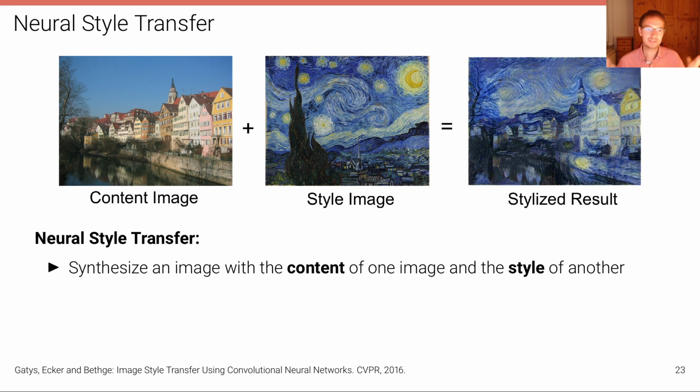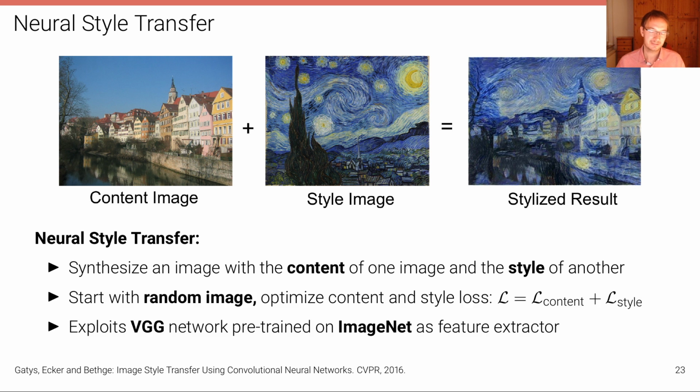So in neural style transfer, the goal is to synthesize an image, this one here on the right, with the content of one image and the style of another image. And the way this is done is to start with a random image. This is the input X to the neural network. And this is a pre-trained VGG network, pre-trained on ImageNet. And then we're optimizing that image using a content and a style loss to match, in terms of the content, the content image, and in terms of the style, the style image.